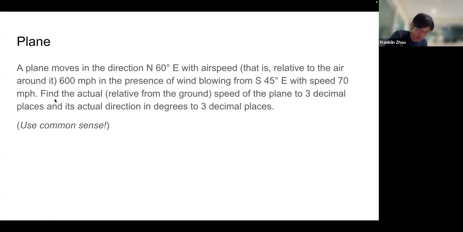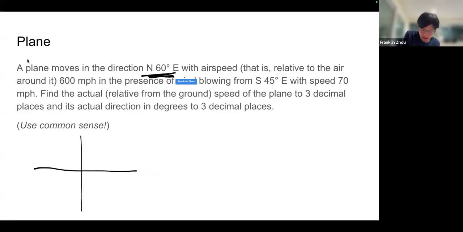I want to give everyone some time to think. But first there's some notation that we have to cover. This north 60 degrees east thing: basically, it means we start going north, which by convention is the positive y-axis, and then we turn 60 degrees east, which is conventionally the positive x-axis. So this is just a direction that indicates a 60-degree angle.